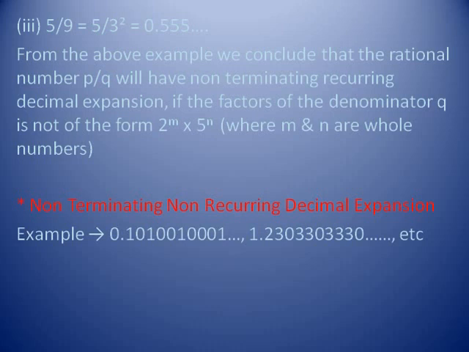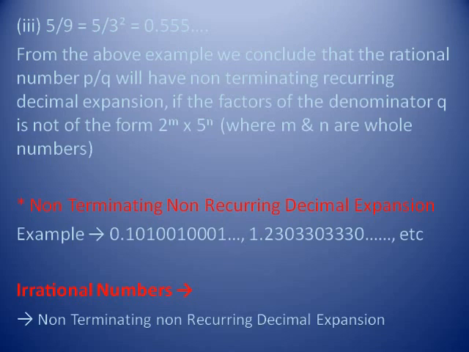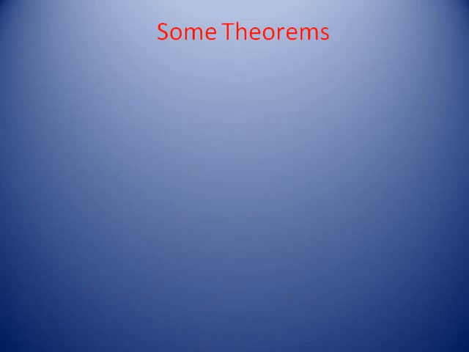Now let's see the number 0.10110111... and so on. So here neither the decimal terminates with finite number nor the decimal part is repeating. So such type of decimal expansion is called as non-terminating non-recurring decimal expansion, and non-terminating non-recurring decimal expansions cannot be converted in the form of p by q, so they are called as irrational numbers. Now we have some theorems related to the facts that we have studied just now about terminating and non-terminating recurring decimal expansions that we will see now.